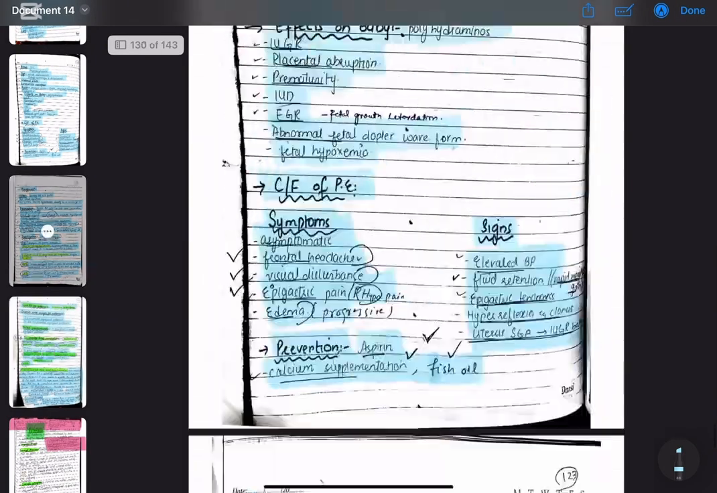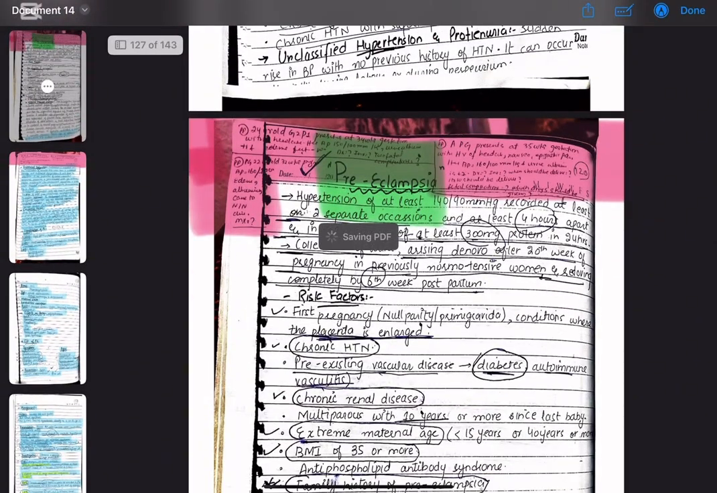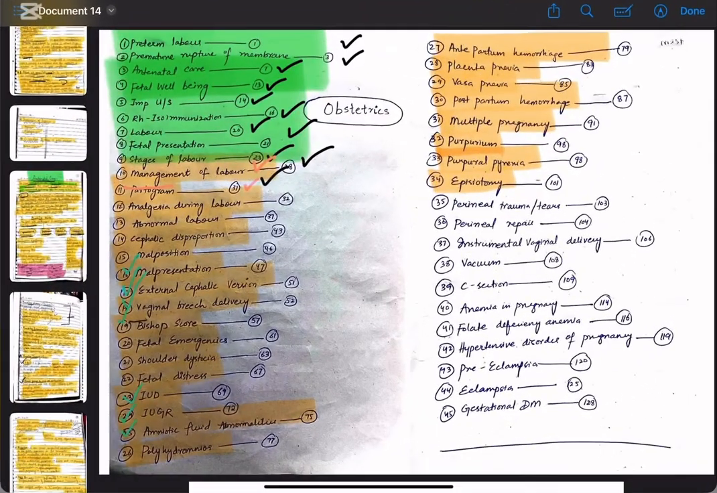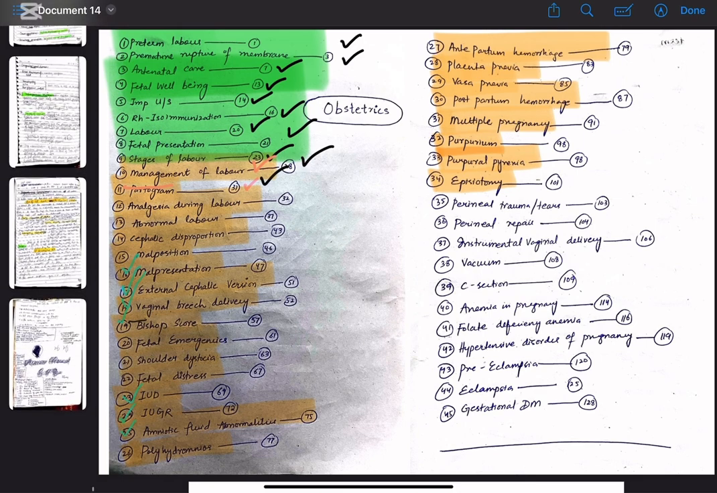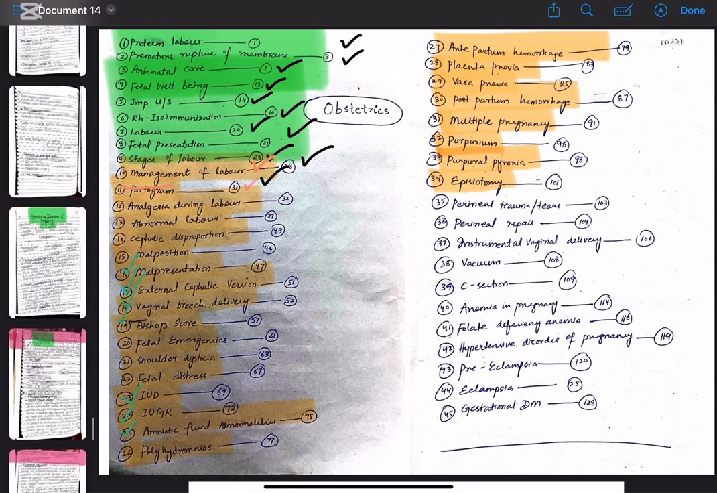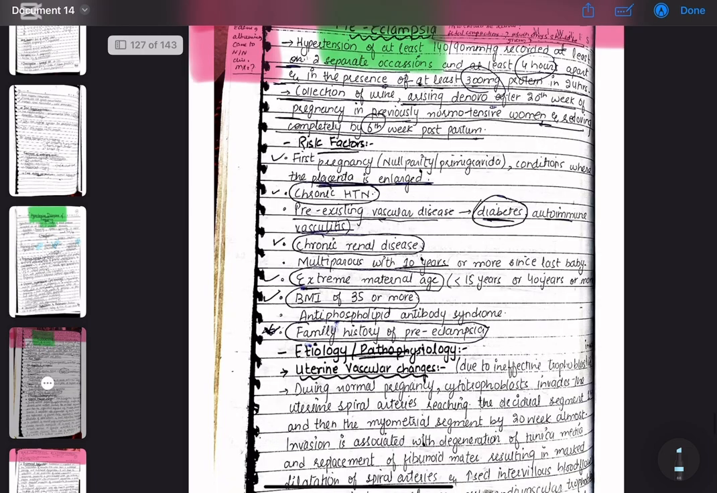So we have discussed pre-eclampsia. First of all, we have discussed the scenario for it. We have discussed the types of hypertension, which are pregnancy induced hypertension, hypertension of unknown category, pre-eclampsia, eclampsia, unclassified hypertension and chronic hypertension. Then we have discussed specifically the pre-eclampsia.